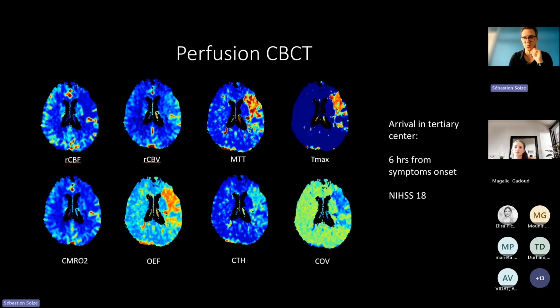So finally, the patient has worsened. NIH is now 18. And we can see that you still got a low CBF with increased Tmax, which is a bit larger than the low CBF, meaning there's still some damaged tissue with probably a little bit of tissue to save. Then you can see CMRO2, OEF, CTH, and COV, which are the advanced parameter maps derived from the circular perfusion solution. I'm not going to talk about this now, because I'm going to speak about it a little bit later.